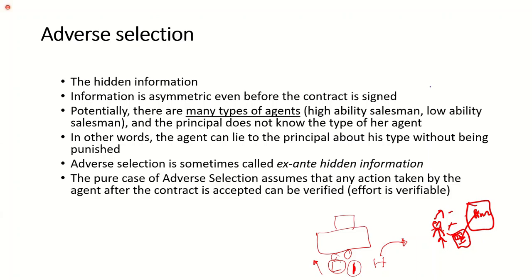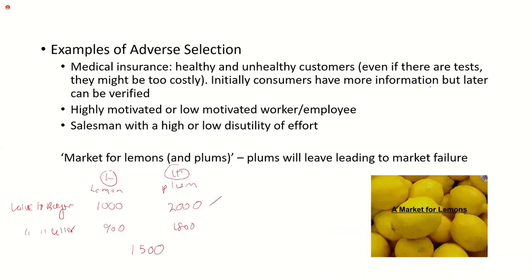But adverse selection is where there's information asymmetry even before you enter into the contract. Right, let's take an example. A classic example that you would see in economics textbooks is the market for lemons, right? We call it the market for lemons. In the second-hand car industry, let's say there are two types of cars in the second-hand car market.